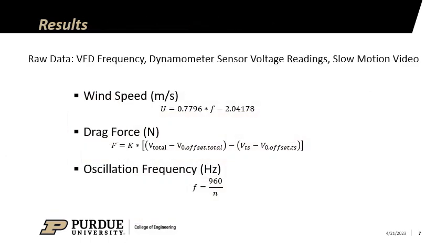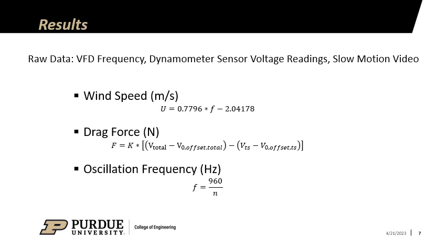The data we collected for this experiment included the VFD frequency of the wind tunnel, the dynamometer sensor readings, and videos of each flag at different wind tunnel frequencies. We converted the wind tunnel frequency into wind speeds in meters per second using a best fit curve created from the wind tunnel introduction manual. We used the wind speeds as a dependent variable for our analysis.